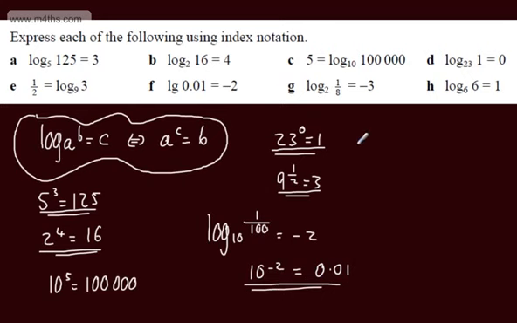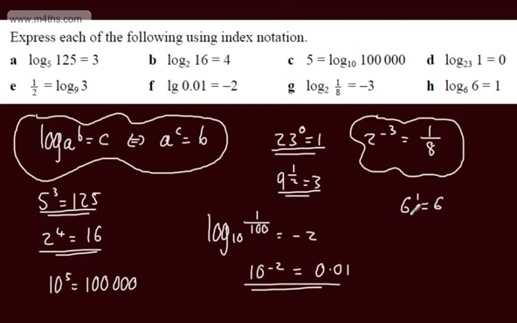Okay, let's look at this one now. That's nice and straightforward. 2 to the power minus 3 is going to be 1 over 2 cubed, which is going to give us now 1/8. The last one right here, we're looking now at 6 to the first power is equal to 6. So 6 to the first is 6. And that makes sense, as we know that log to the base a of a is equal to 1.